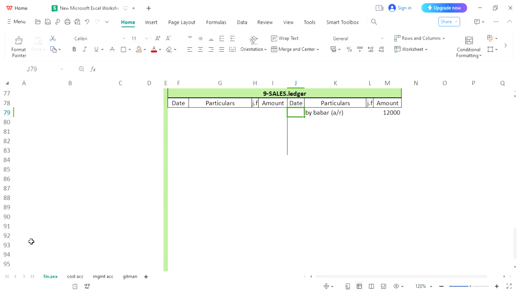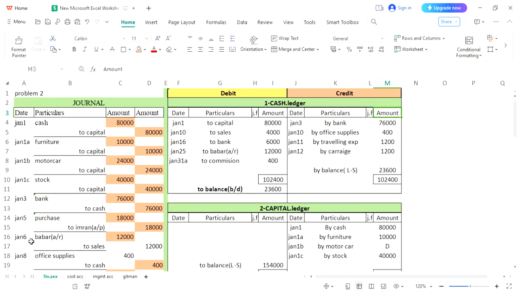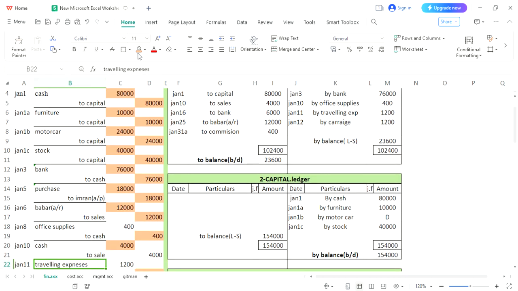So come to the ledger and write down date January 6. Date is mentioned, reference is mentioned, amount is written 12,000. So go back and mark it as everything related to this entry has been completed. Mark it as it has been done. So we are making sales. Let's see if sale is present anywhere else.